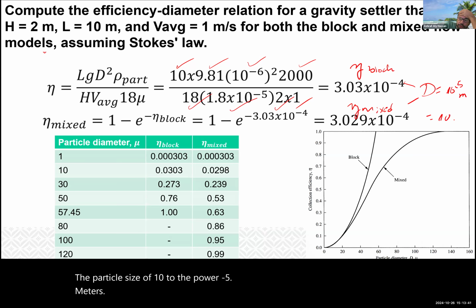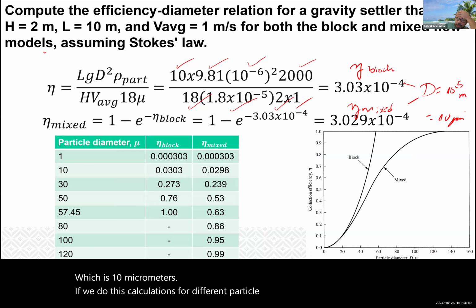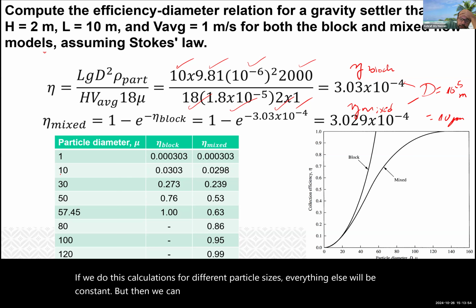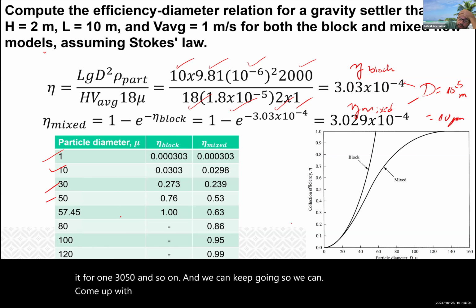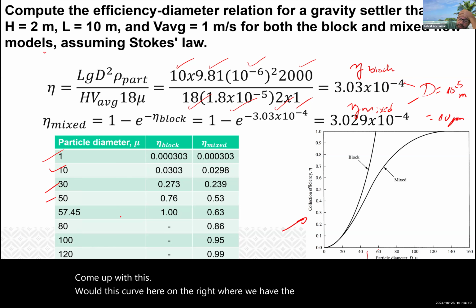If we do this calculation for different particle sizes, everything else will be constant, but then we can calculate it. This is the one for 10, but we can calculate it for 1, 30, 50, and so on, and we can keep going. So we can come up with this curve here on the right, where the x-axis is the particle diameter d in micrometers, and the y-axis is collection efficiency.